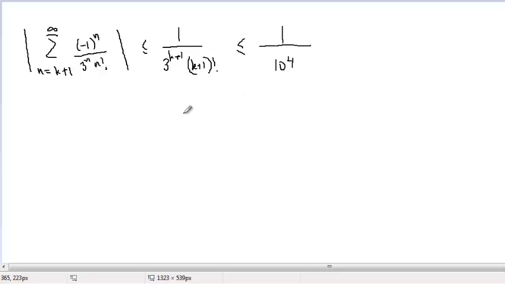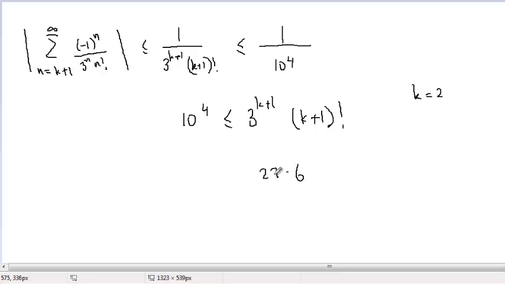Now let's do cross multiplication. That means I want to keep 10 to the power 4 less than 3 to the power k plus 1 times k plus 1 factorial. So again, the goal is to choose the smallest such k such that this inequality holds. For example, k equals 2 will not work because when I plug in k equals 2, I get 3 to the power 2 plus 1, which is 27, times 2 plus 1 factorial, which is 6. 27 times 6 is not bigger than 10 to the power 4.